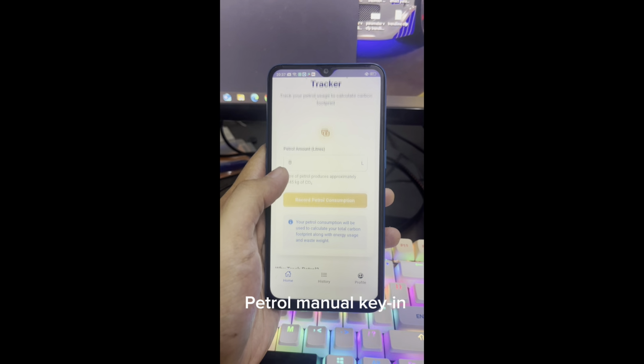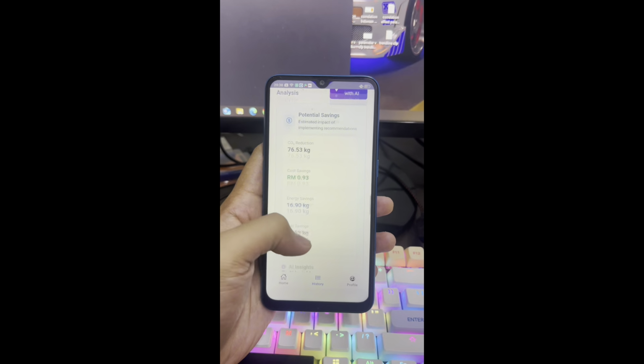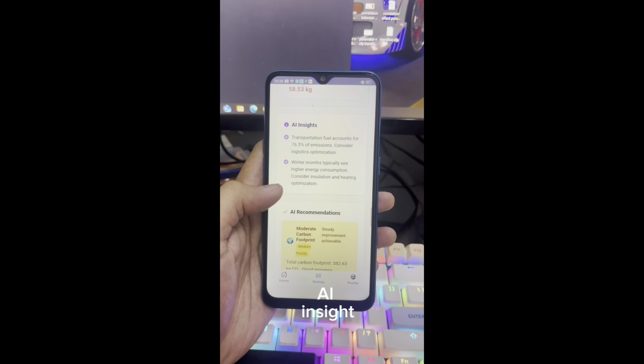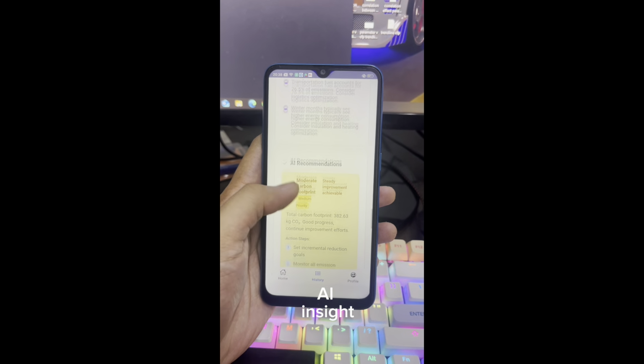And this is the carbon footprint data. Also, we can move to the AI analysis, where the user can see the AI recommendations. This is the AI insight, and this is the AI recommendation based on the data collected. And the last one is the AI summary.